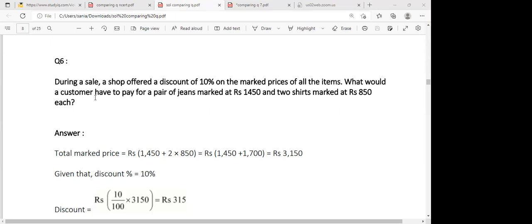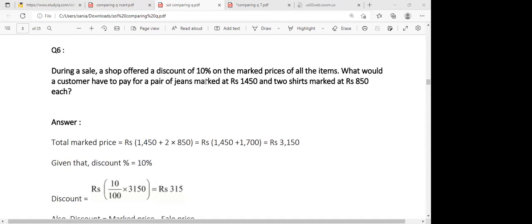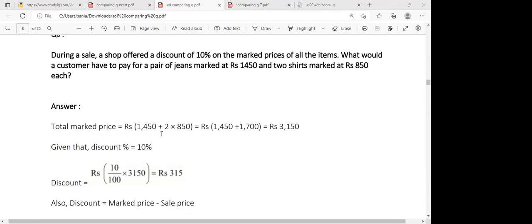Okay. So during a sale, a shop offered a discount of 10% on the marked price of all the items. So 10% he is giving. What would the customer have to pay for the pair of jeans marked at 1450 and two shirts marked at 850? So he is purchasing this and this. So the total marked price is this plus he is purchasing two, so in total he has to pay 3150. This is the marked price.